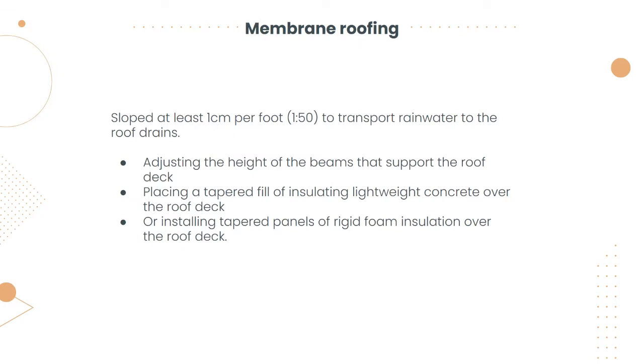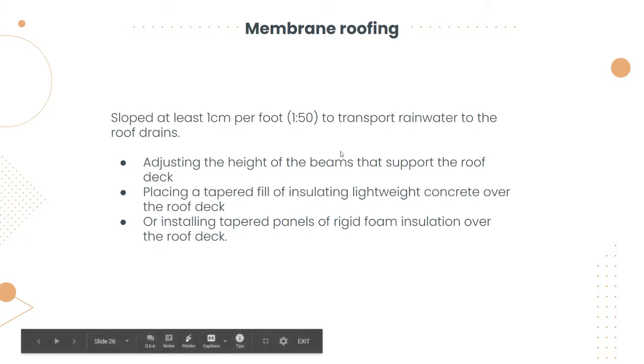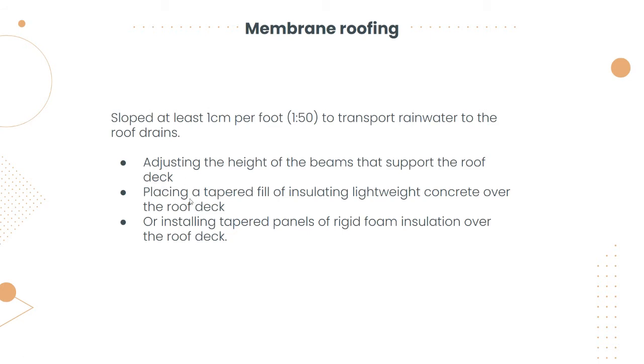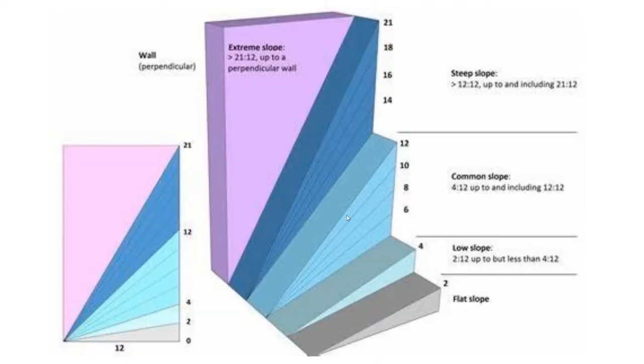And then for the membrane roofing slope, it must be sloped at least 1 centimeter per foot to transport rainwater to the roof drains by adjusting the height of the beams that support the roof deck, placing a tapered fill of insulating lightweight concrete over the roof deck, or installing tapered panels of rigid foam insulation over the roof deck.